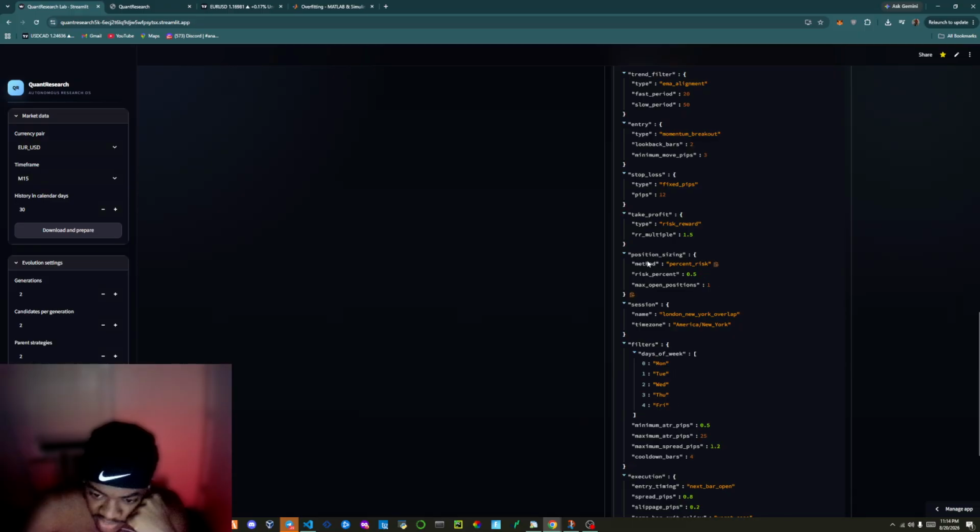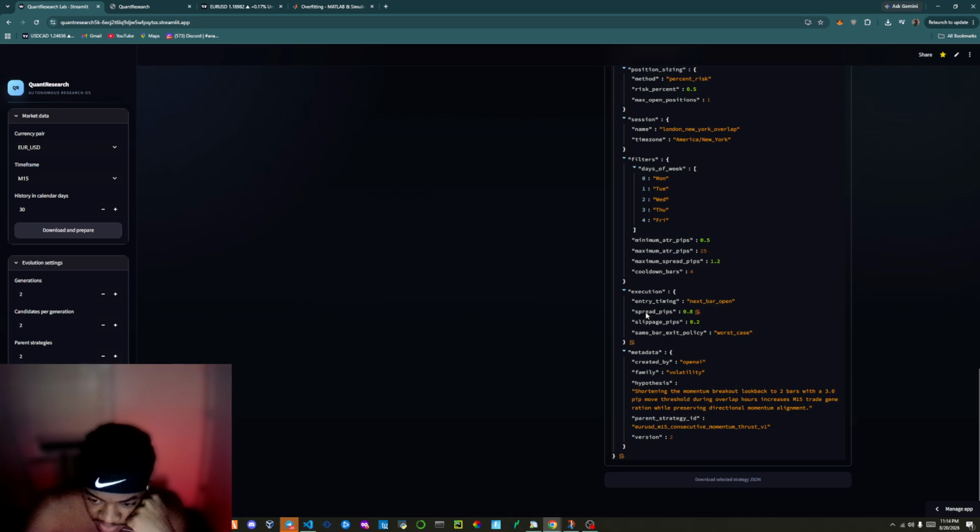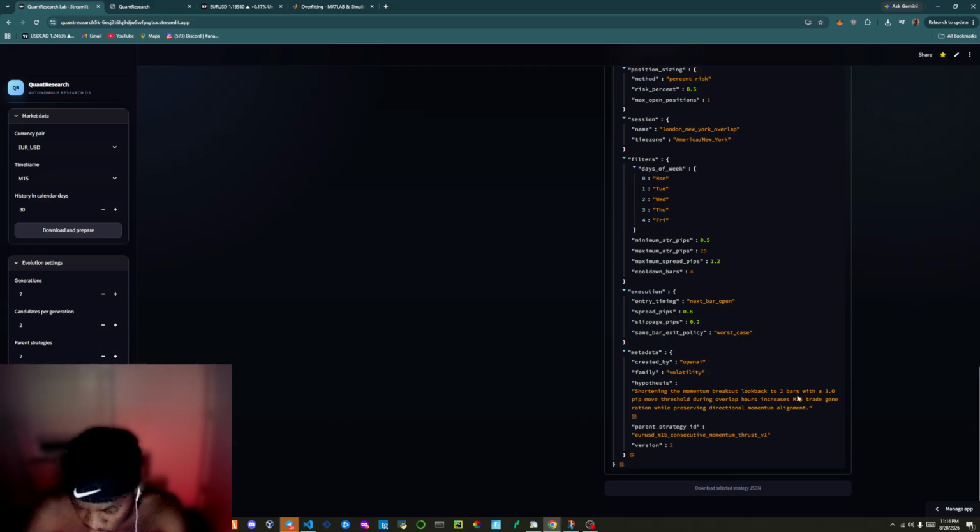But you can see it does all the days, London and New York session times. And then we simulate a spread. Let's say 0.8 pips is the spread, and then the slippage is 0.2. Yeah, and OpenAI is the model I'm using to test this, and then the hypothesis is shortening the momentum breakout look back to 2 bars with a 3.0 pip move threshold during overlap hours increases M15 trade generation while preserving directional movement alignment. This is actually the hypothesis that ChatGPT or OpenAI came up with while testing these strategies.